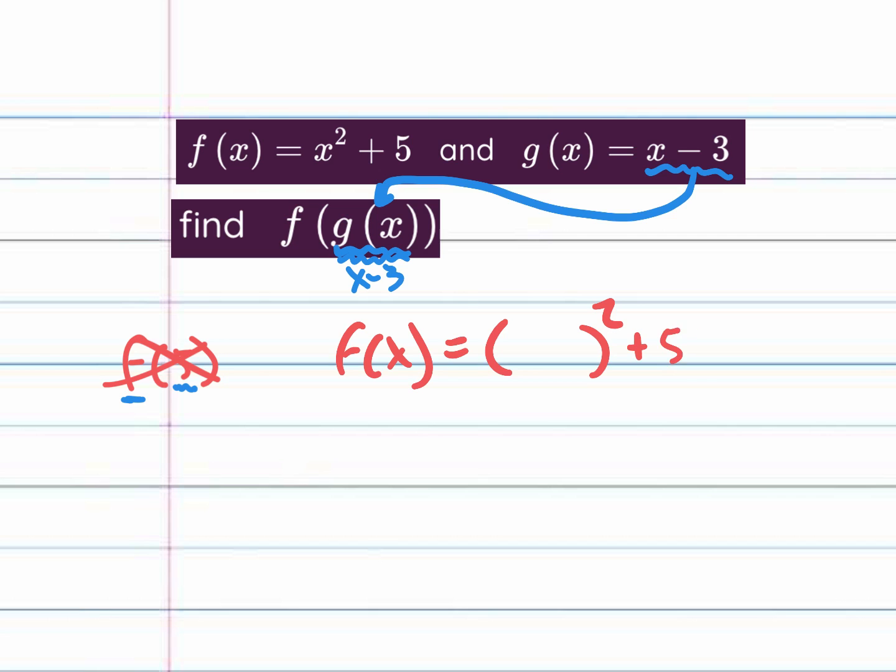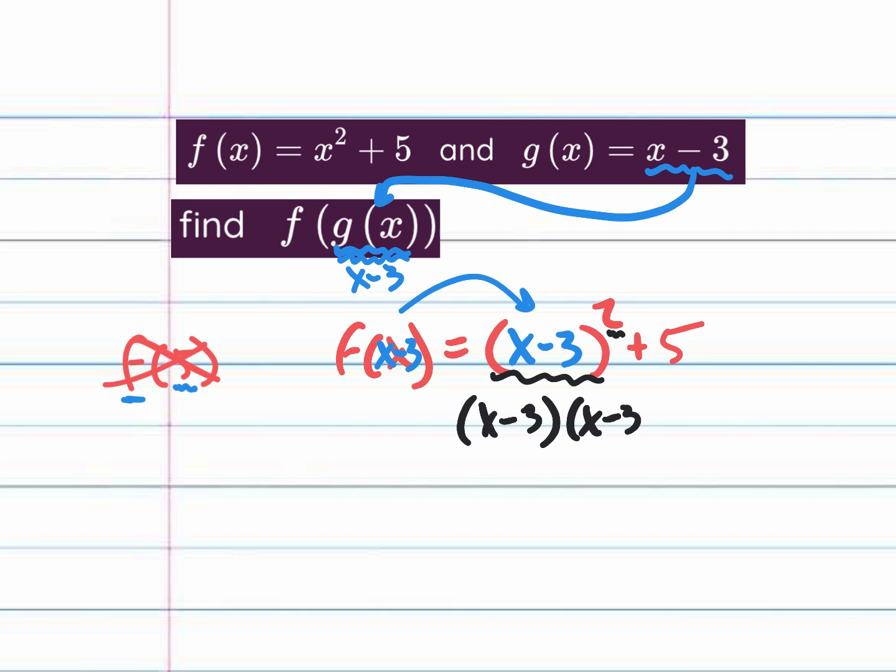plus 5. Now, you're probably wondering, why did he put parentheses instead of x? Because we are actually going to plug in the x minus 3. The x minus 3, we're actually going to plug it in right in there. So x minus 3. And we've got to work this out. We really have x minus 3 in parentheses squared. So that's really x minus 3 times x minus 3. And then we also have the plus 5 at the very end.